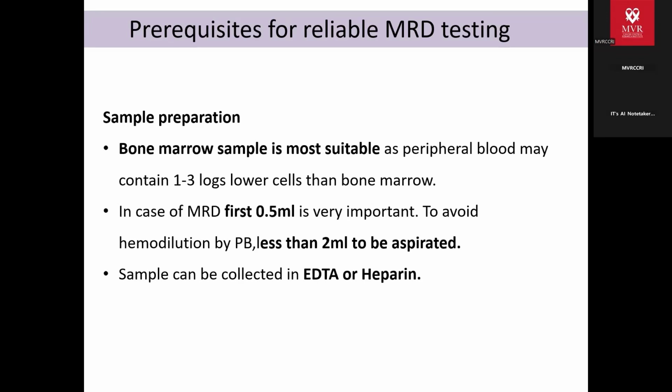The sample preparation. Bone marrow is better suited than peripheral blood because it's seen that peripheral blood has 1 to 3 times lower blast cells than the marrow. In case of MRD, the first 0.5 ml is very important. And to avoid hemodilution, we should be aspirating less than 2 ml. What is the importance of hemodiluted and non-hemodiluted samples? I'll be covering that in the upcoming slides. Sample can be collected in EDTA or heparin.